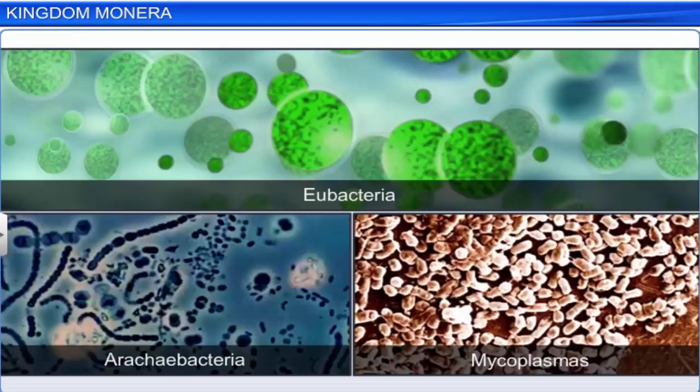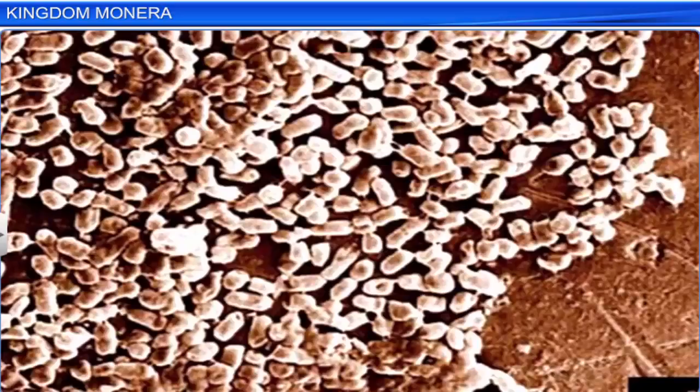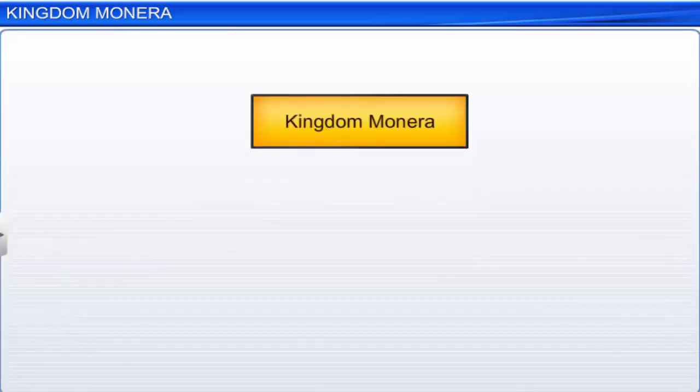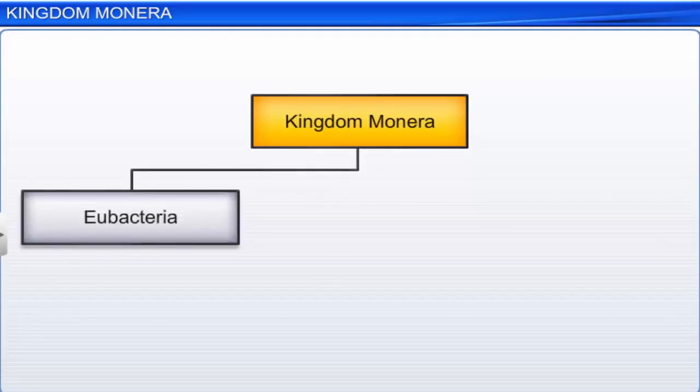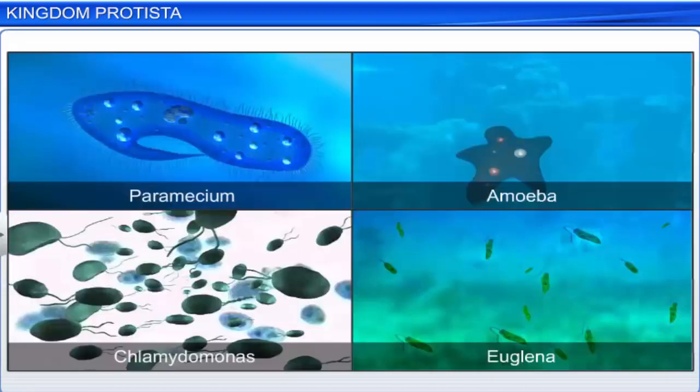Unlike eubacteria and archaebacteria, mycoplasmas are the bacteria that do not have a cell wall. They are also the smallest living beings ever known that can survive without oxygen. They are pathogenic in animals and plants. Kingdom Monera, therefore, consists of eubacteria, archaebacteria, and mycoplasmas. All unicellular eukaryotes come under kingdom Protista.